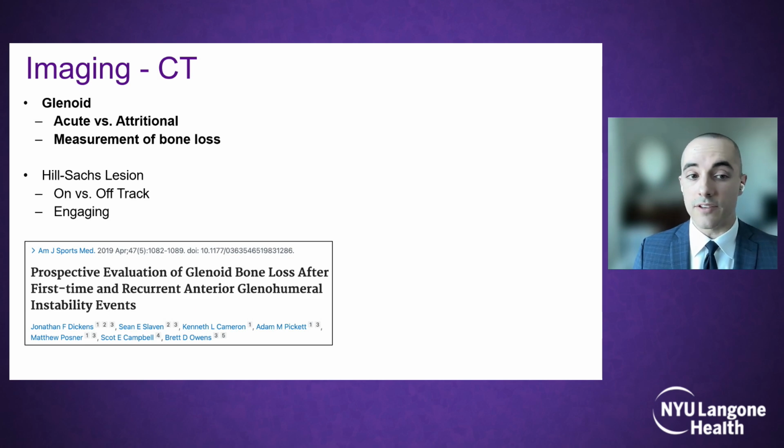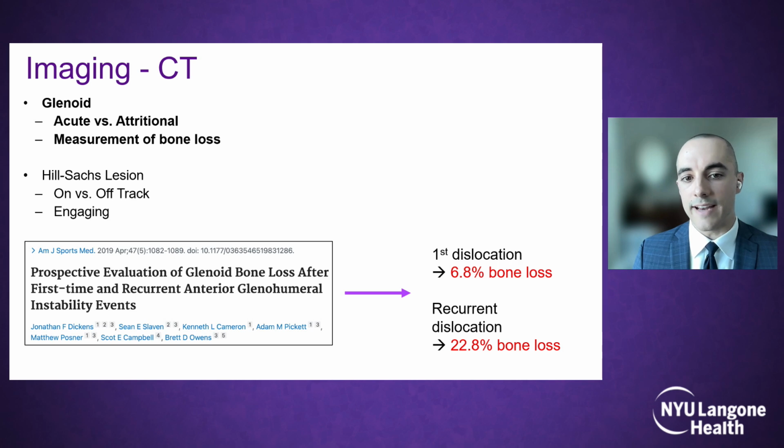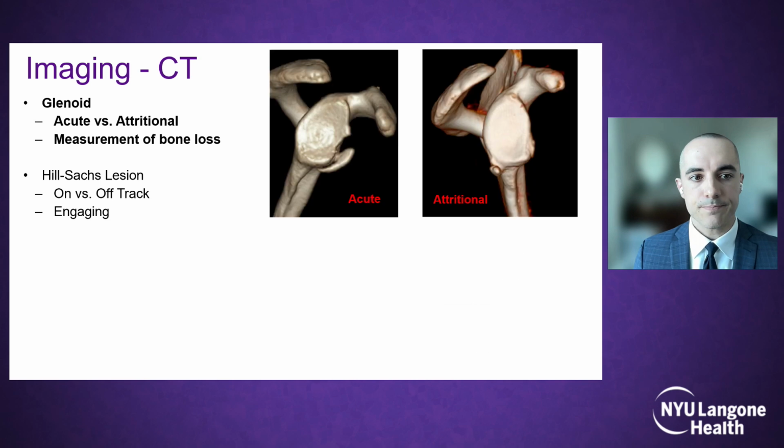CT scan is important to consider even potentially in a first-time dislocator, as there are several prospective studies, including this one, that found an average of 7% bone loss even in a patient's first dislocation, which can nearly triple to about 23% after recurrent dislocation. And this is the basis for considering surgical management even in the first-time dislocator.